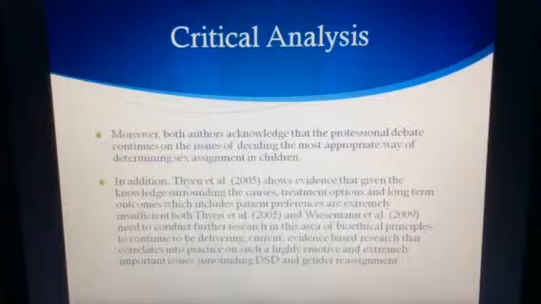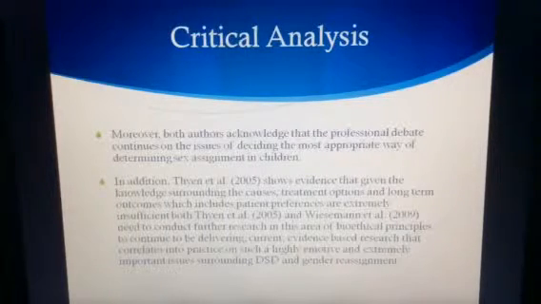Moreover, both of these authors acknowledge that the professional debate continues on the issues of deciding the most appropriate way of determining sex assignment in children. In addition, Thine et al. 2005 shows evidence that the knowledge surrounding the causes, treatment options, and long-term outcomes, which include patient preferences, is extremely insufficient.